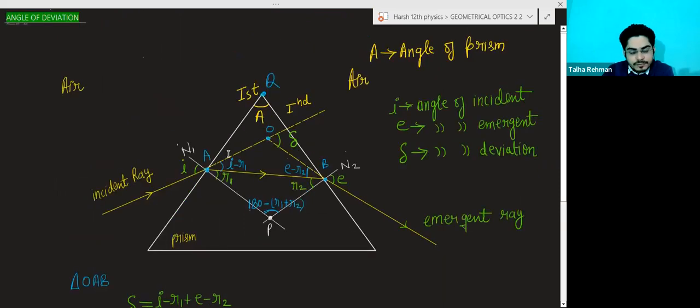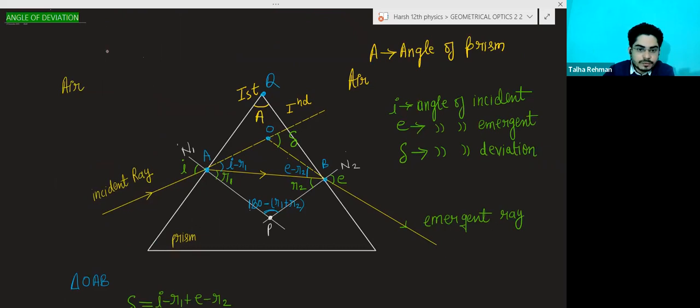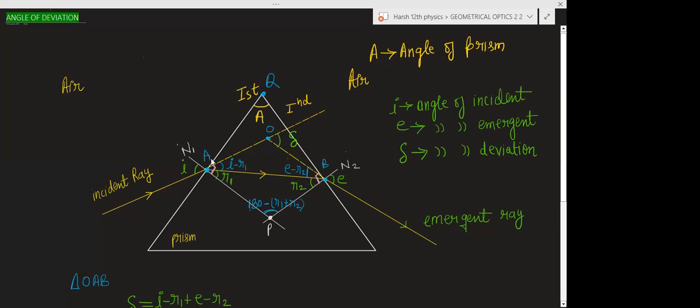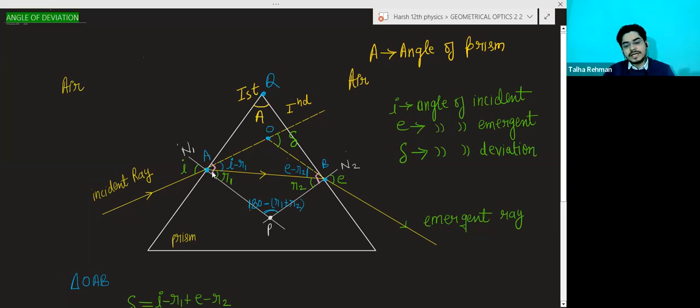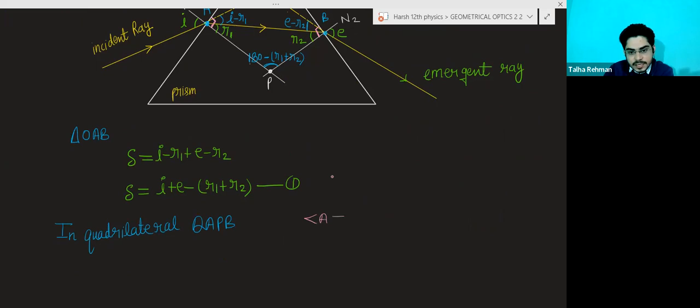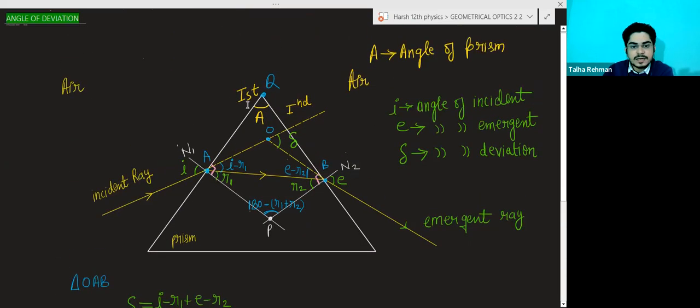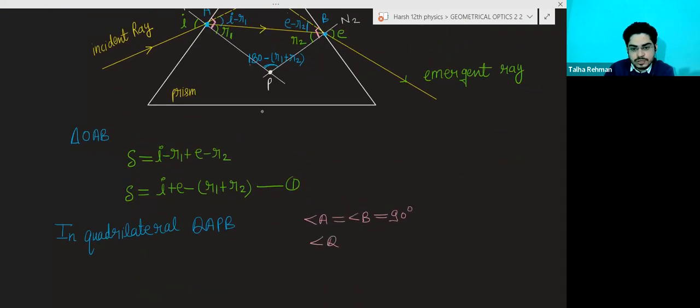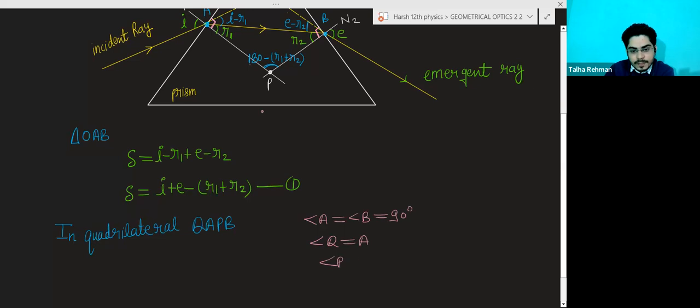So see this quadrilateral, and here you have to remember one more thing. This angle A is 90 degrees. Angle B will also be 90 degrees. Why? Because this is the normal, and this is the normal. So angle A and angle B both are 90 degrees. So you can write angle A is equal to angle B is equal to 90 degrees. And what is angle Q? Angle Q is equal to A. And what is angle P? Angle P is equal to 180 minus R1 plus R2.